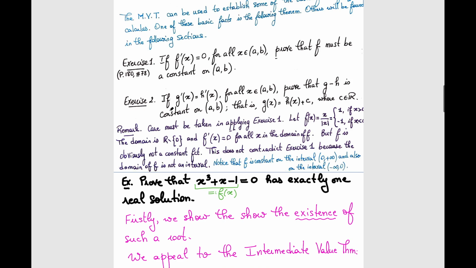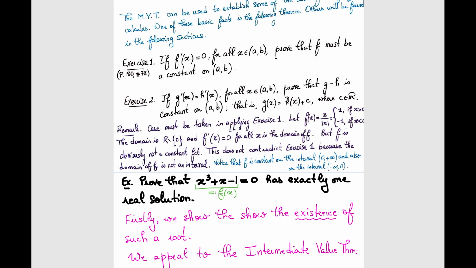Exercise 2. I'm going to leave it for you to do, but let's read it. If you have two functions, g and h, and you know that g prime and h prime are the same everywhere on (a, b), prove that they differ by a constant. Prove that g minus h is a pure constant, which means g of x is h of x plus some pure constant.